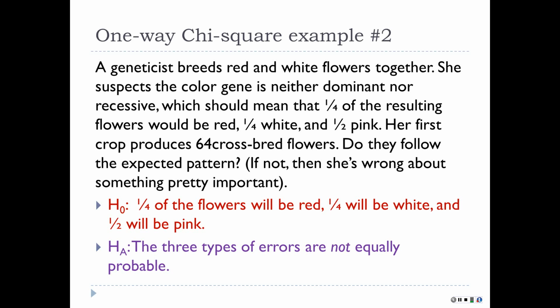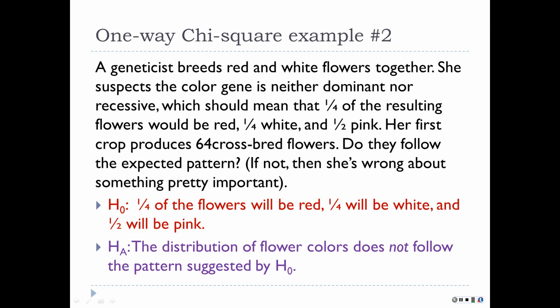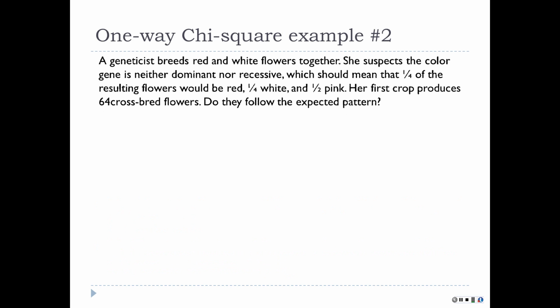So the null hypothesis is that will be the frequency. That will be the proportion of the flowers. And the alternative hypothesis is that there will be some different distribution. The 3 types... Ooh. Yeah, there's a problem. Hang on. Magically, we have the actual alternative hypothesis: the distribution of flower colors does not follow the pattern suggested by the null hypothesis. So the null hypothesis is that she's right. The alternative hypothesis is that she's wrong, interestingly.